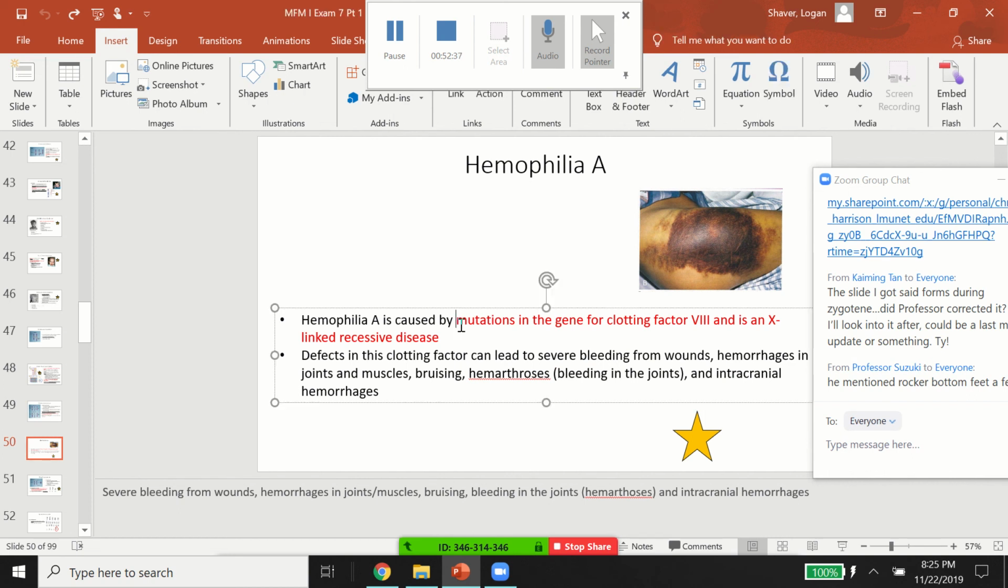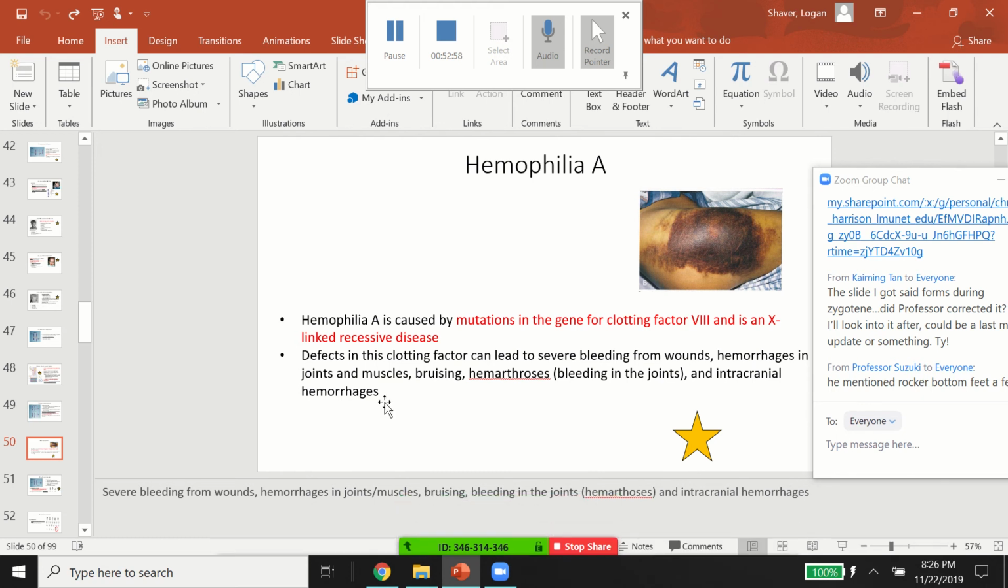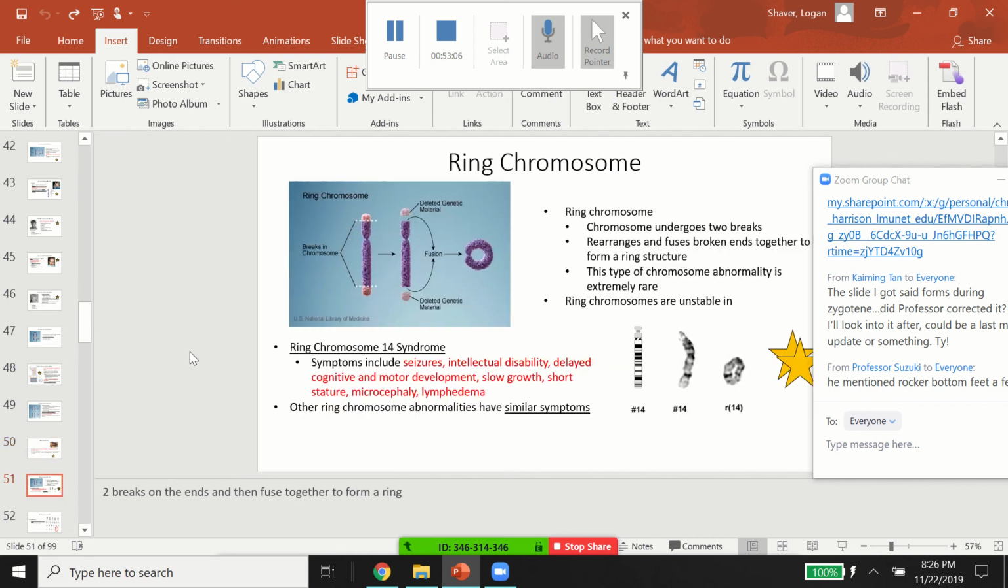Basically, what I would know there is that you have mutations in the gene for clotting factor 8, and that's X-linked recessive. You definitely have to know it's X-linked recessive anyway because of the whole genetics chapter, so just go ahead and stick that in your head. Things to know with that: you have severe bleeding from wounds, hemorrhages in joints and muscles. Basically bleeding everywhere is the way I like to think about that.